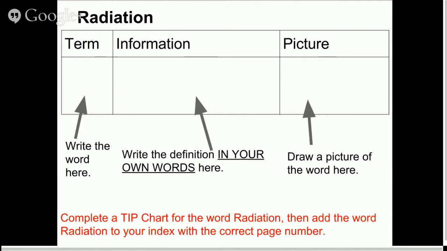Okay, please make a tip chart for the word radiation. Go ahead and pause it. Make sure to add radiation to your index. Go ahead and pause it. All right.